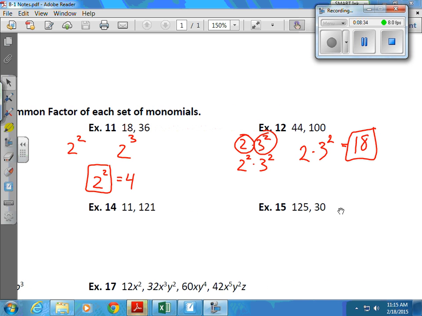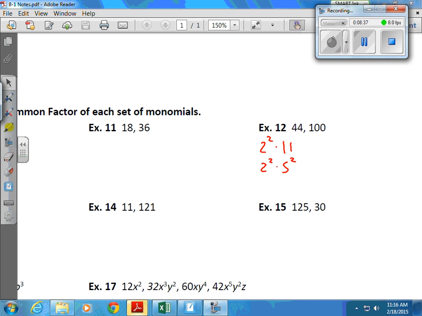Try number 12. So we're looking for what they have in common. Do they both have 2's? Yes. What's the fewest number of 2's either one of them has? Same, so we'll take 2 squared. We'll take that amount. And then do they both have an 11? No. Do they both have a 5? No. So we stop with that. That's our greatest common factor.